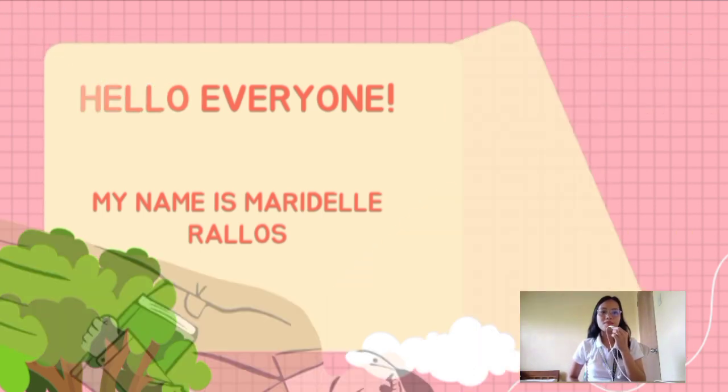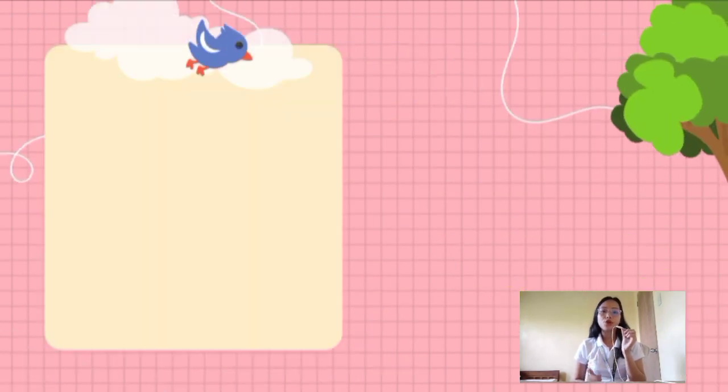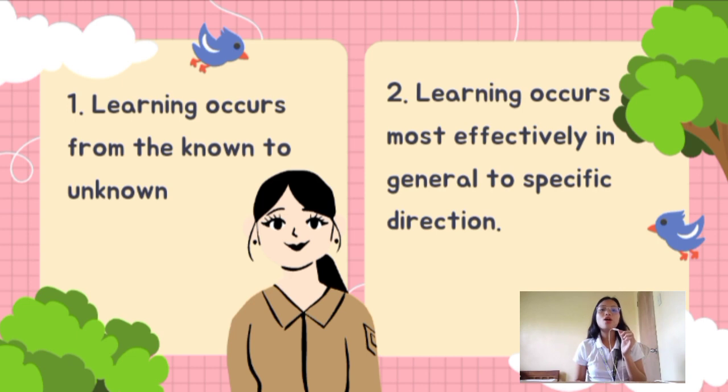The language experience method is theoretically supported by several key language learning principles. First, learning occurs from the known to the unknown. When we say learning occurs from known to unknown, it means that the process of learning typically starts with building upon what we already know. We use our existing knowledge and experiences as a foundation to understand and grasp new concepts or information.